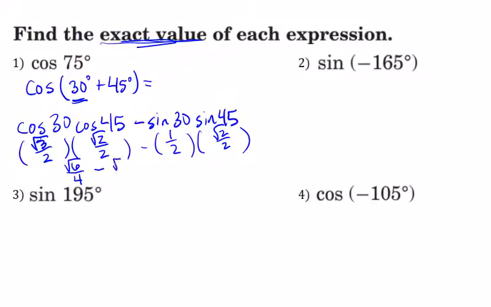1 times root 2 on top is going to be root 2. 2 times 2 on the bottom is 4. So it's root 6 minus root 2 over 4. And we have a common denominator already, so we'll just combine these. Remember, these are not like radical terms. They don't have the same radicand. So we're just going to leave it like that.